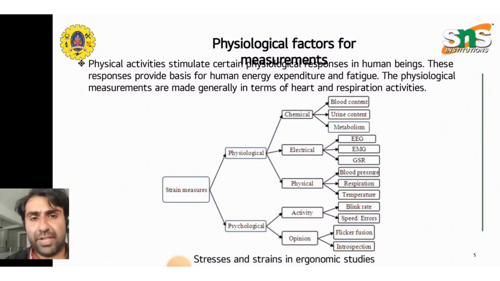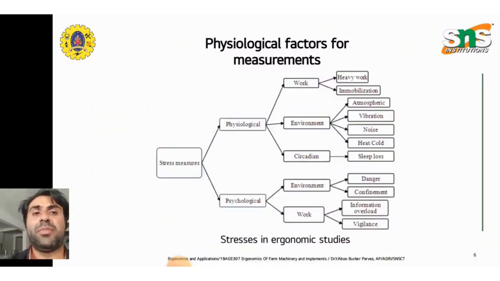The basic thing is the strain measurement, in which we have psychological and physiological subdivisions. In physiological, we have the chemical, electrical and physical, whereas in psychological, we have the activity and the opinion. Chemical is subdivided into blood content, urine content and metabolism. In electrical it's EEG, EMG, GSR. In physical it's BP, the blood pressure, the respiration and the temperature. In activity it is the blink rate of the human eye and the speed and errors which are connected. And in opinion it is flicker, fatigue and introspection. These are the stresses and strains in ergonomic studies.